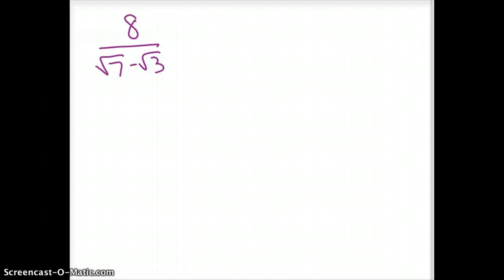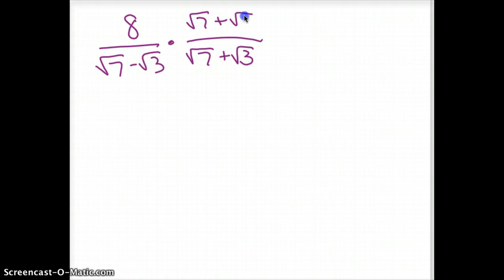But based on what we just learned with the conjugate, if we multiply it by root 7 plus root 3 to the top and the bottom, so remember, this is a sneaky form of 1, I think I'm going to be able to rationalize the denominator. Okay, so I'm going to start here. I'll put this in parentheses because I think it's just going to make it all a little prettier for me.